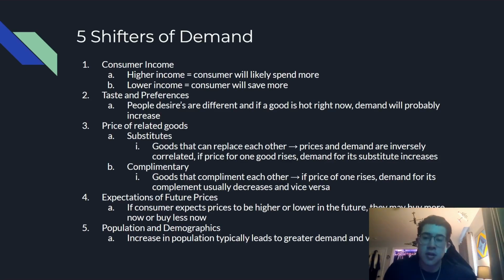Now, what are the five shifters of demand? Well, one is consumer income. This is also pretty self-explanatory. Higher income, well, if you have more money, you're going to buy more, right? Or lower income, you're going to buy less. Two is tastes and preferences. So basically people's desires, people want different things. They want to buy whatever they want. And for instance, if a good is hot right now, like very popular, then demand will probably increase so people could fit in with that.